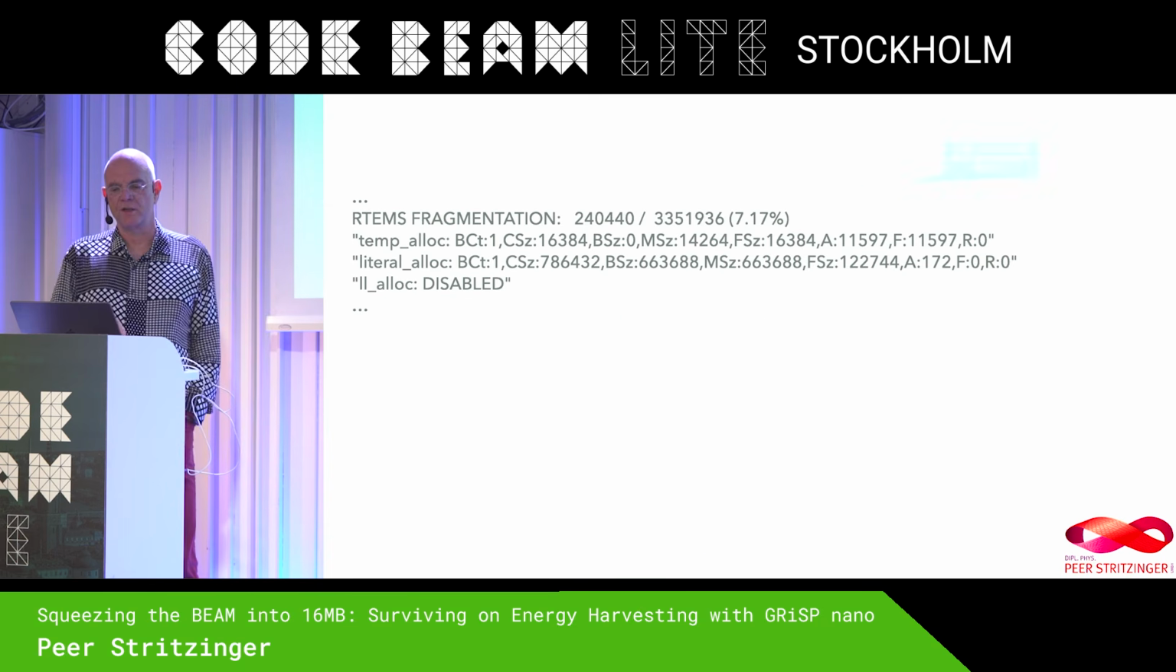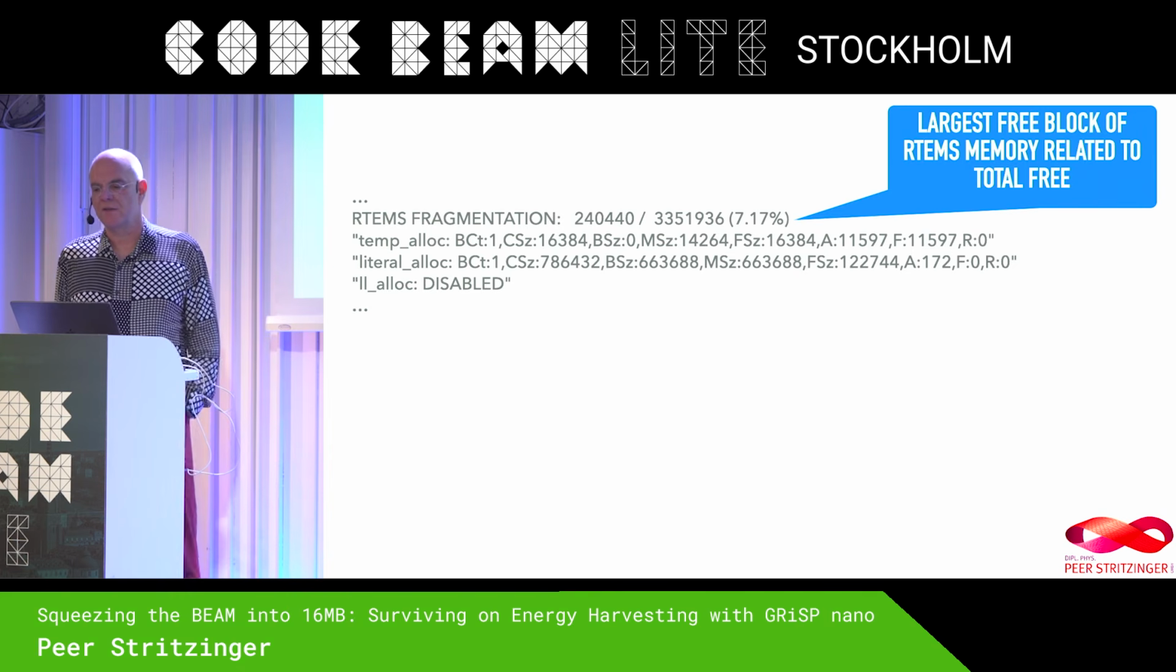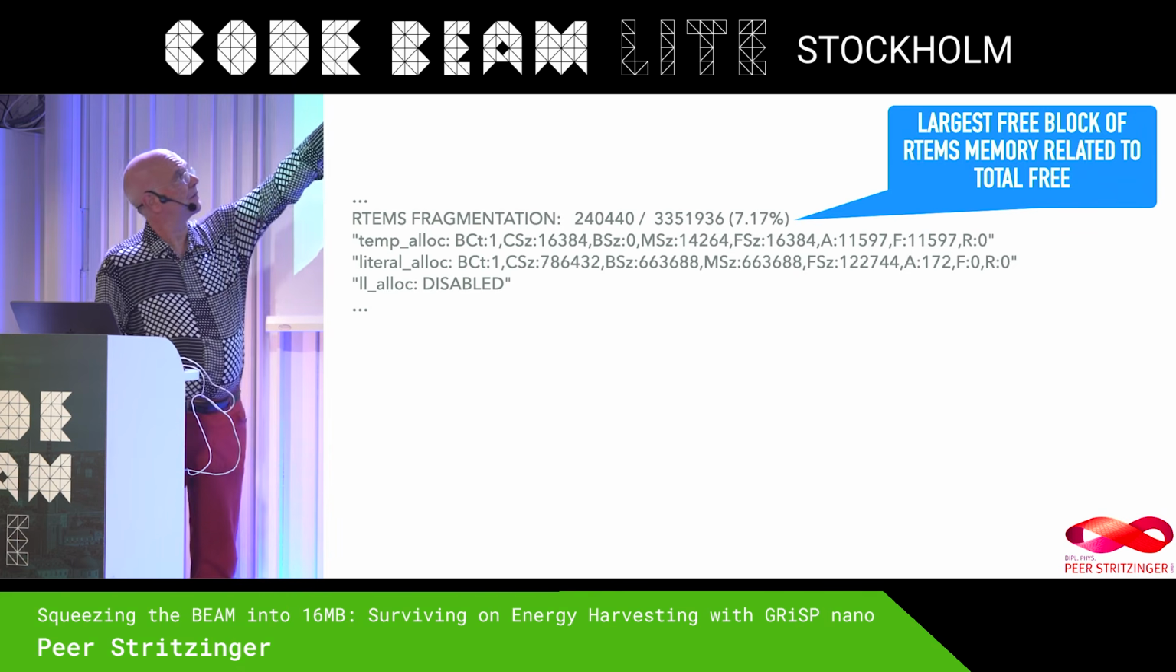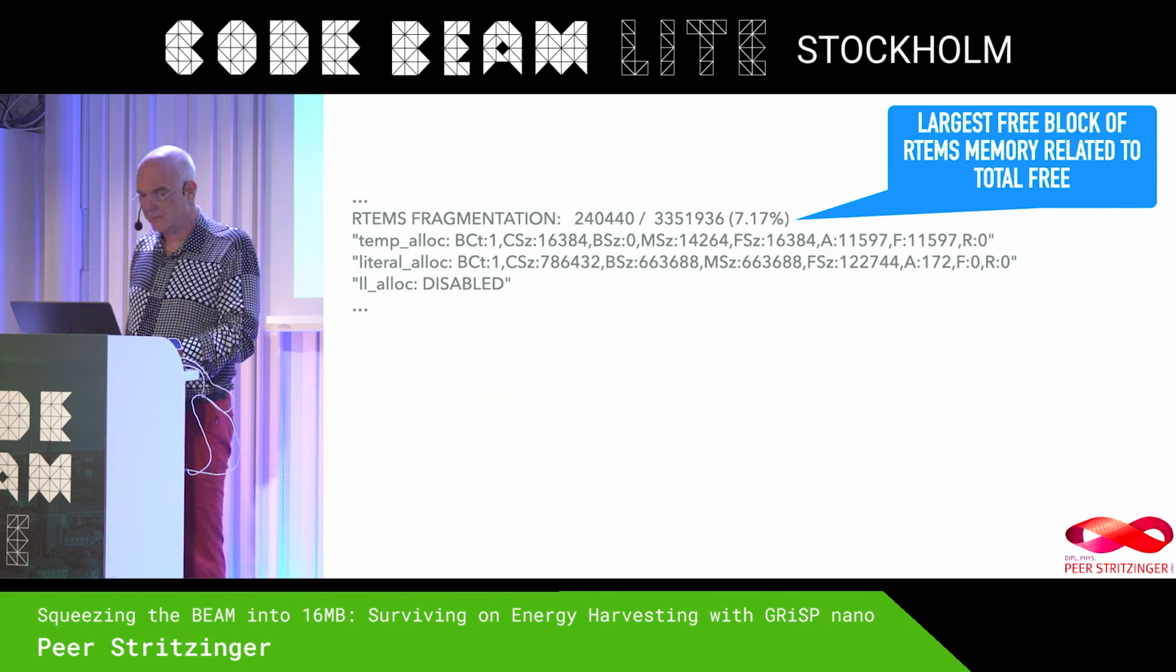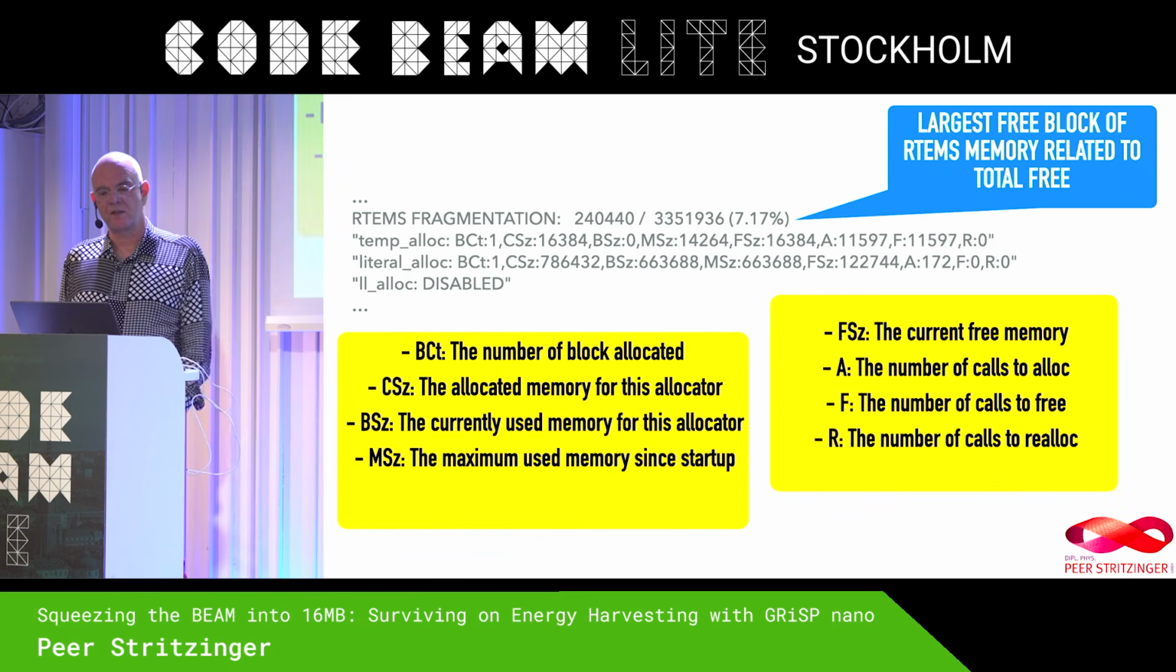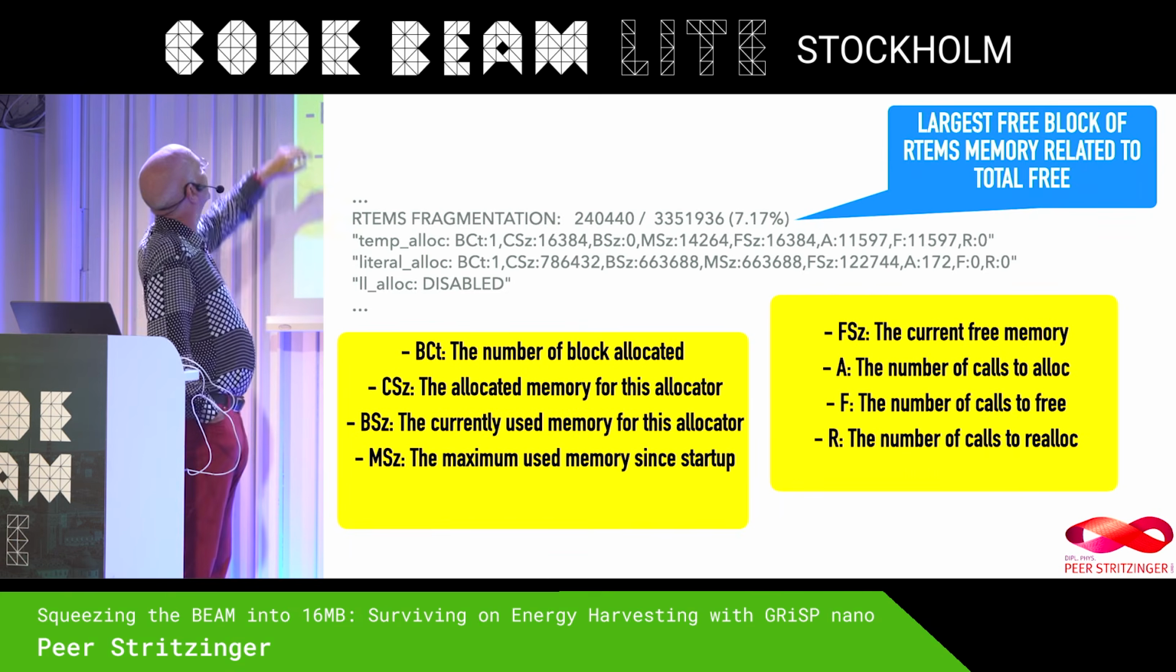Maybe a short explanation of our debug output. That's the largest free block of the RTEMS memory relative to total free, so that's the fragmentation that I already explained. And that's the stuff that we print out: number of blocks allocated, allocated number, memory for this allocator, etc. All these values, I won't read them.